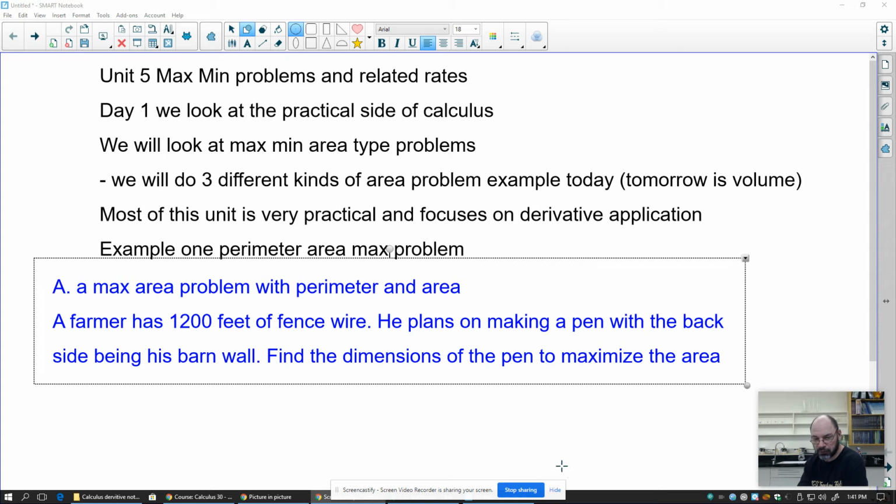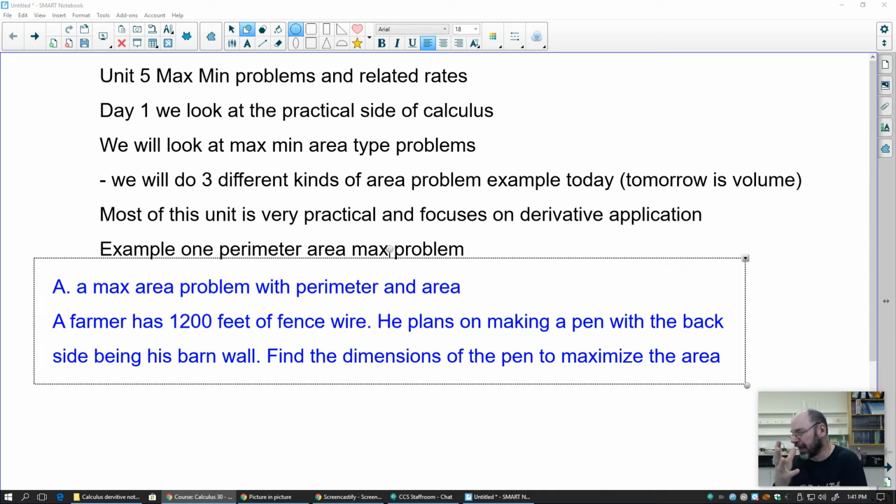Okay, guys, so we're into the practical side of calculus, the max min unit here. Let me just get my clock open so I can see our time. Okay, so a couple things. Day one of unit 5 today. We are looking at area problems today. So we're going to look at the practical side.